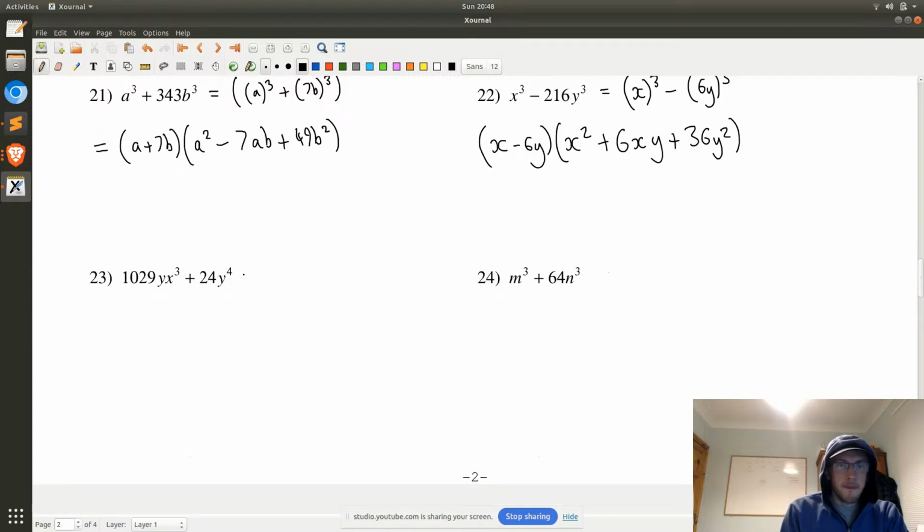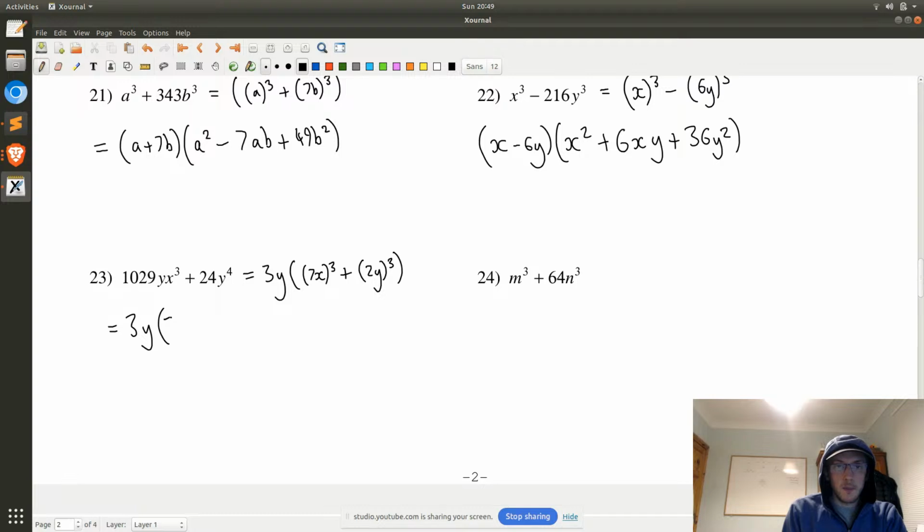Here, factor out 3. Actually, factor out 3y. And what do we get? Well, we get 343x cubed. We can do that all in one step. So it's the cube of 7x. It's the cube of 2y. Three y. Now, sum of two cubes.